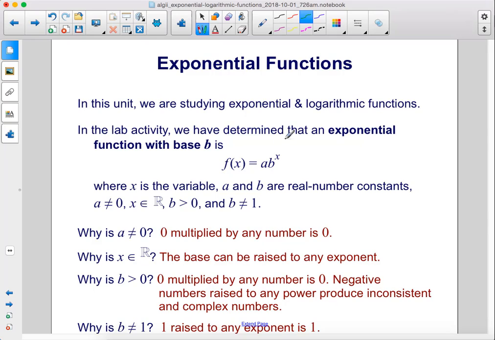Why does x belong to the set of all real numbers? The base can be raised to any exponent. Why is b greater than 0? Well, it can't be 0 because 0 multiplied by any number is 0. This whole thing would just be 0. And it can't be a negative number because that will produce inconsistent and complex numbers. And b does not equal 1 because if b was 1, this would just be 1 because 1 raised to any exponent is still just 1.